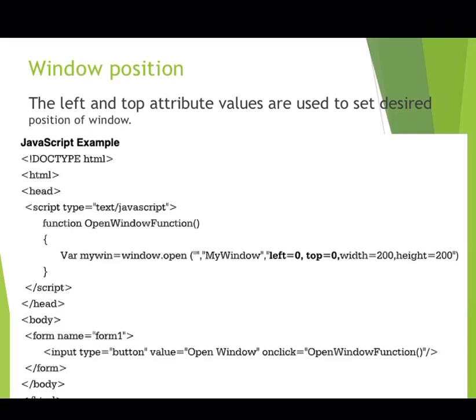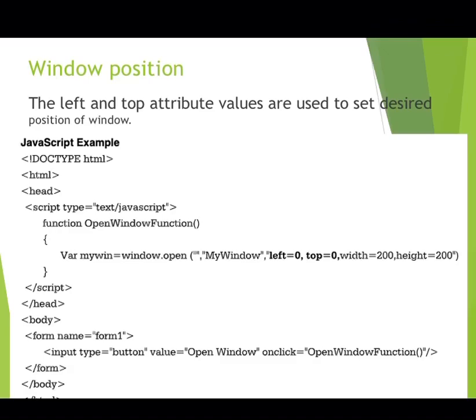Okay, so doctype HTML, then your HTML tag, then your head tag, then your script tag. So the function name is openWindow. Here we are taking one variable, myWin, equal to window.open. The URL section we are going to keep blank, meaning we are not giving any URL, that is any address, to your window. The name of the window is myWindow.